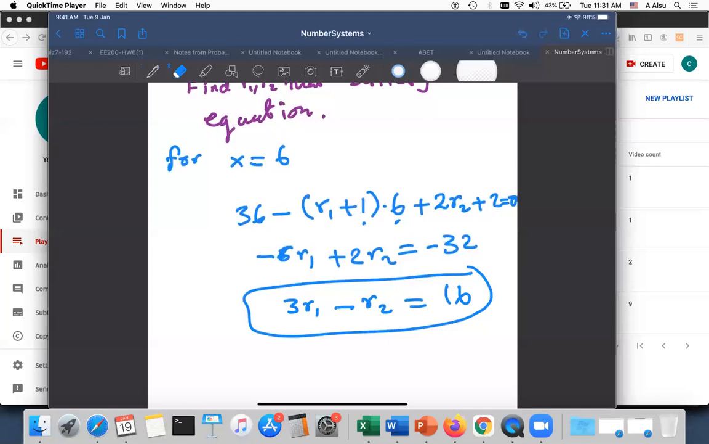You got it? Okay, this is the trickiest trick in this algorithm.